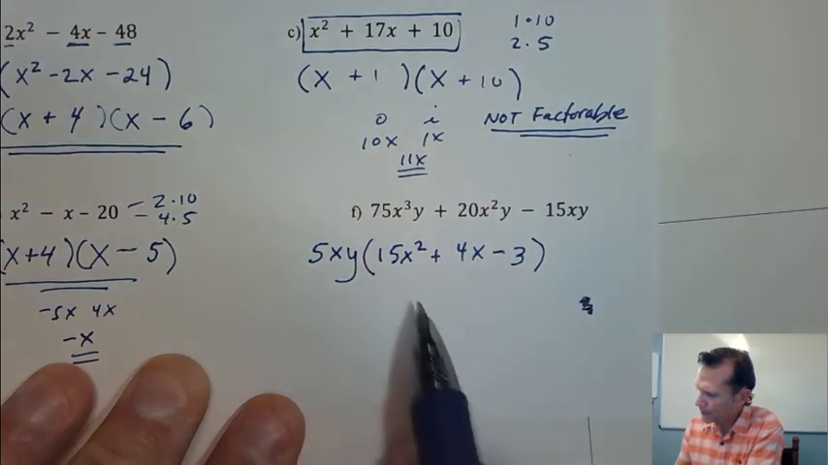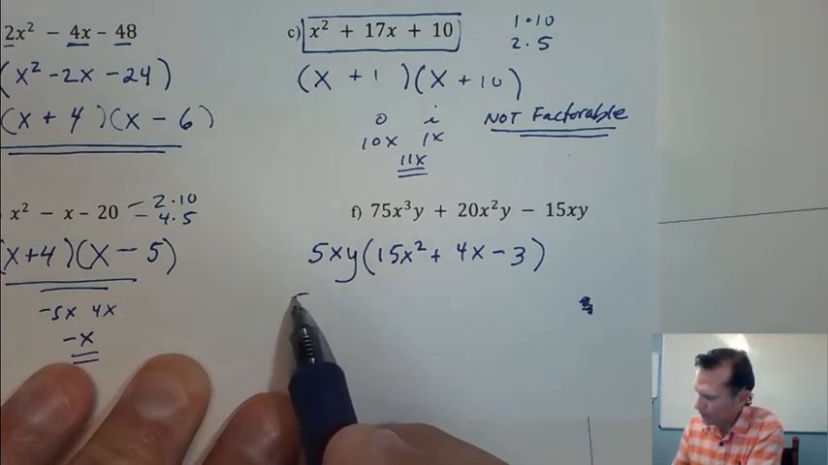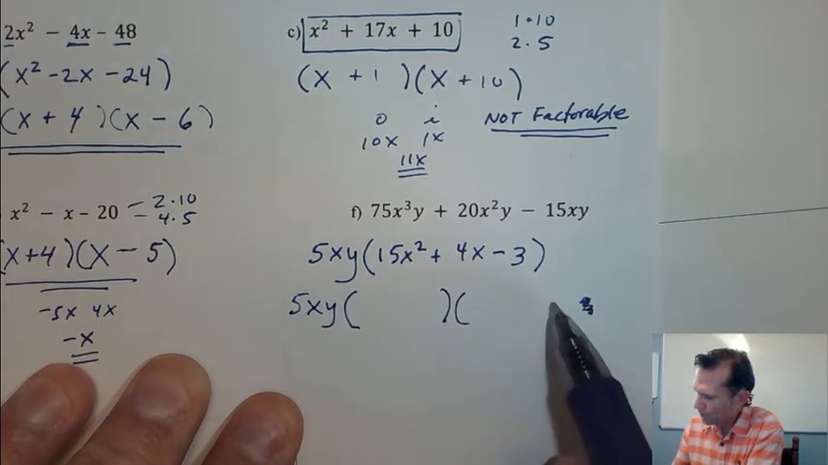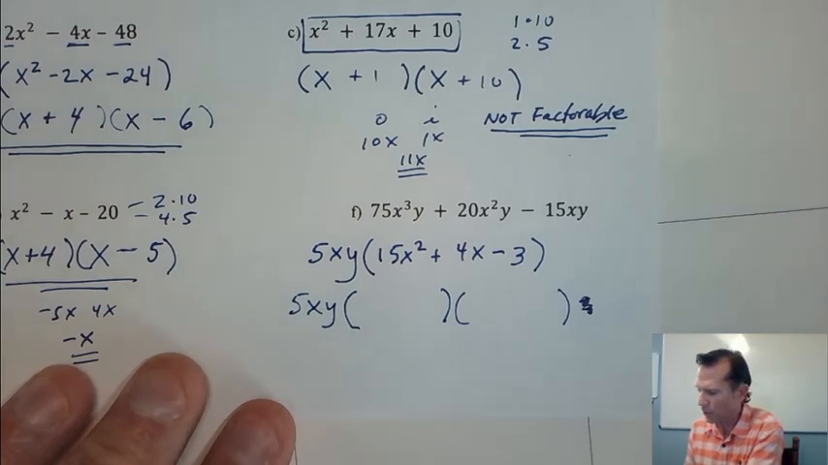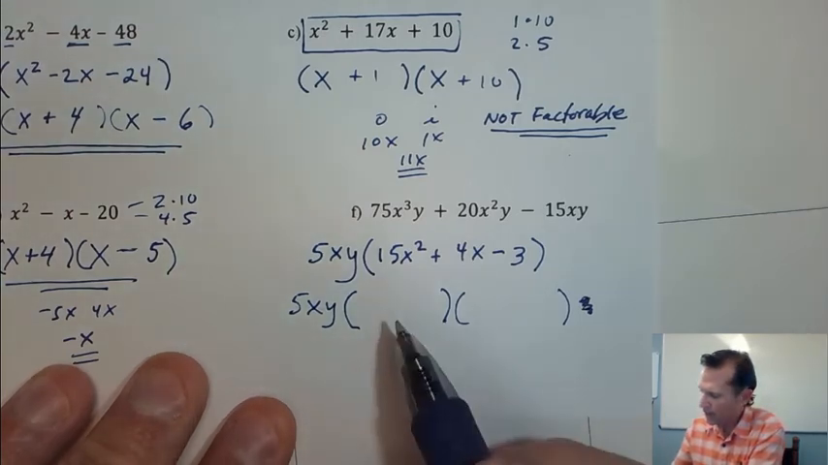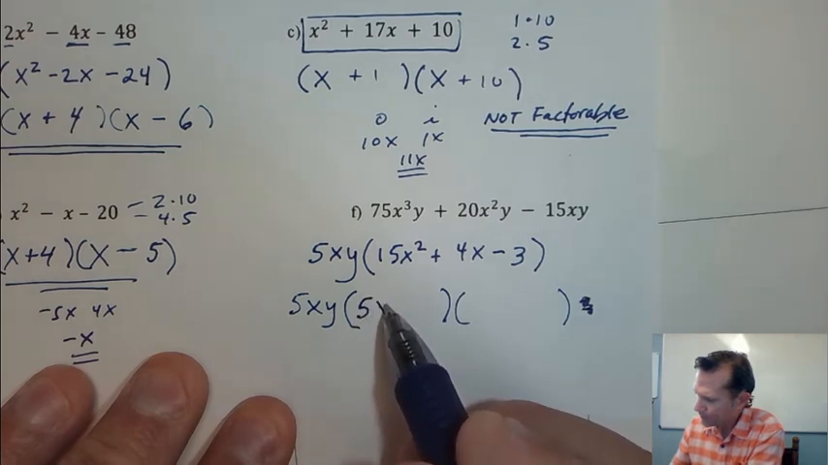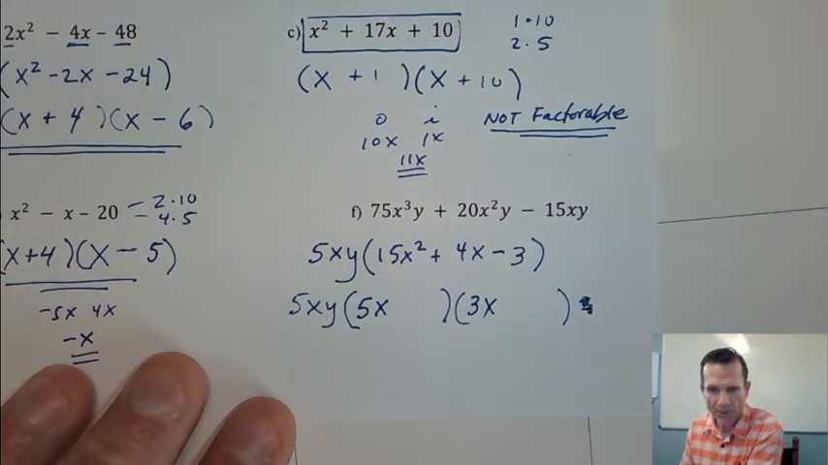Okay. Now this is a little tougher factoring here. I have to really put some thought into these first terms in the binomial, because I could use 15 and 1, or I could use 5 and 3. I'm going to choose 5 and 3. And we're going to see if we can make this work.